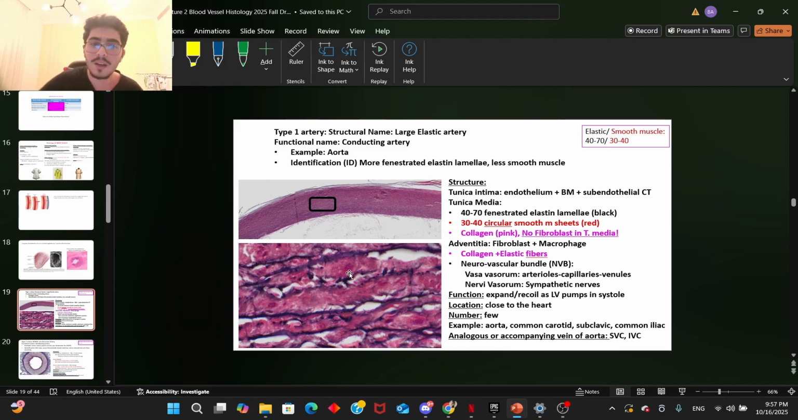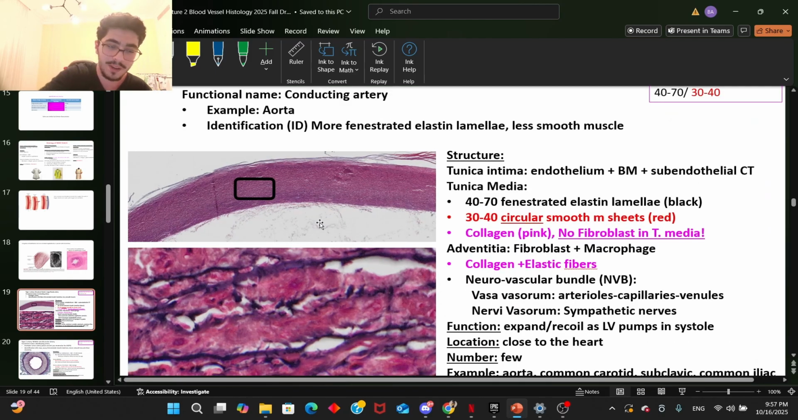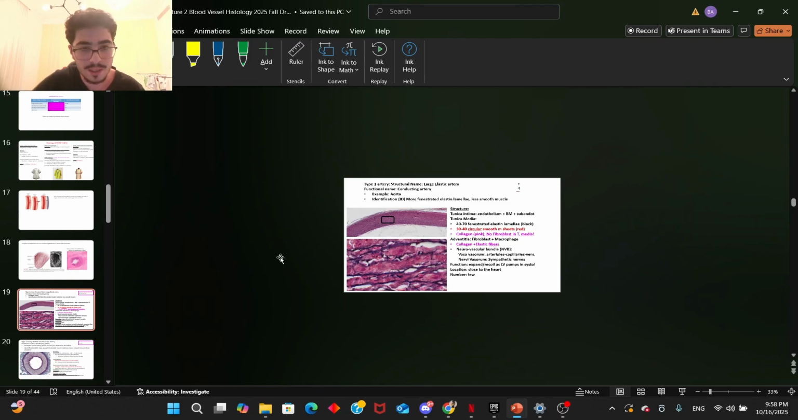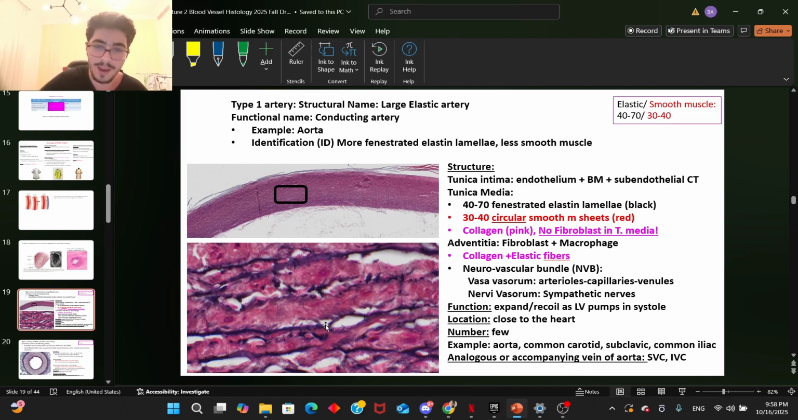Many. And then another identification is the amount of smooth muscle layers. Obviously, this image is very low magnification, and this one is very high magnification, but you're going to see about 30 to 40 smooth muscle layers. Now, elastic fibers don't usually attain this black stain in an actual H&E stain.